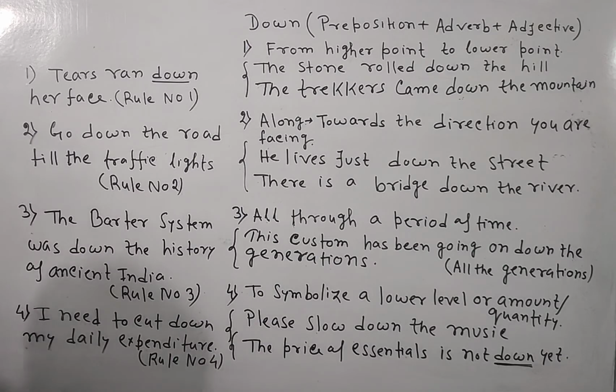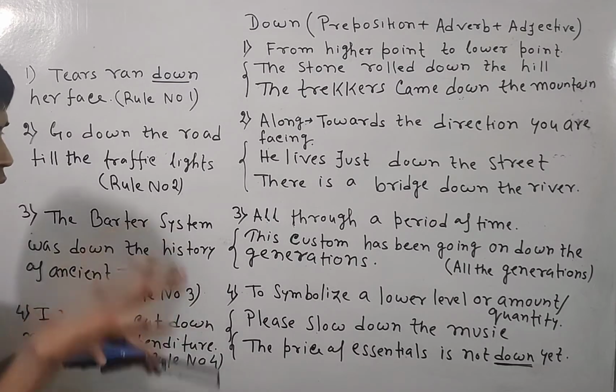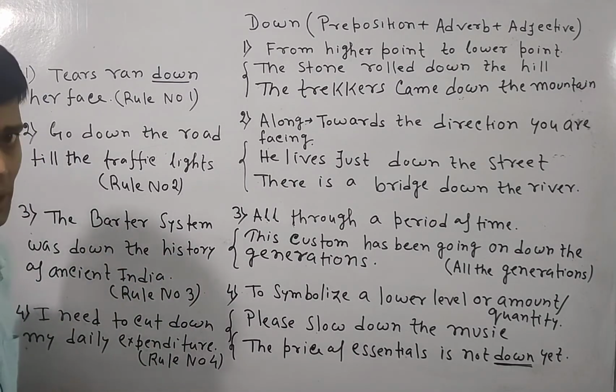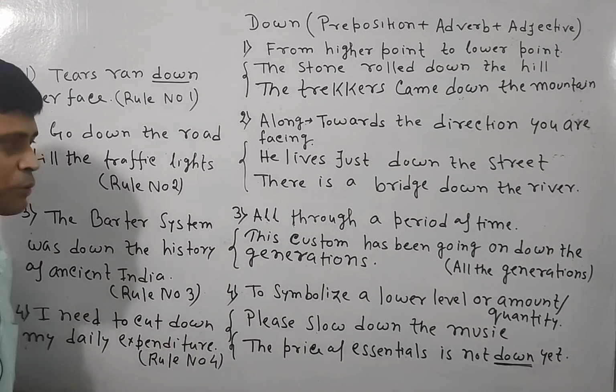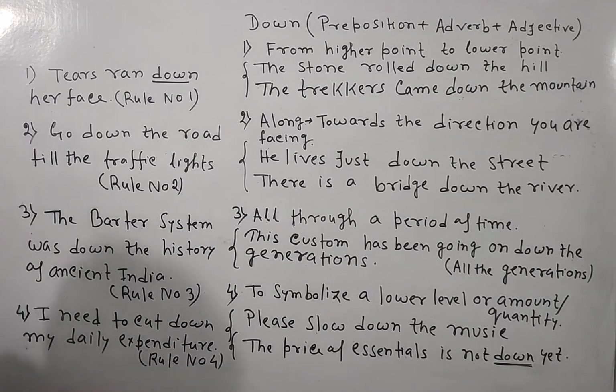But be careful, sometimes we can use down as a preposition, sometimes we can use down as an adverb. In that case it should be called the prepositional adverb. Sometimes it can also be used as an adjective. So everything depends on the sentence, but the hardcore part is that down is a preposition. So in all these cases we can use the preposition. There are many cases apart from this. I have just selected some important cases.